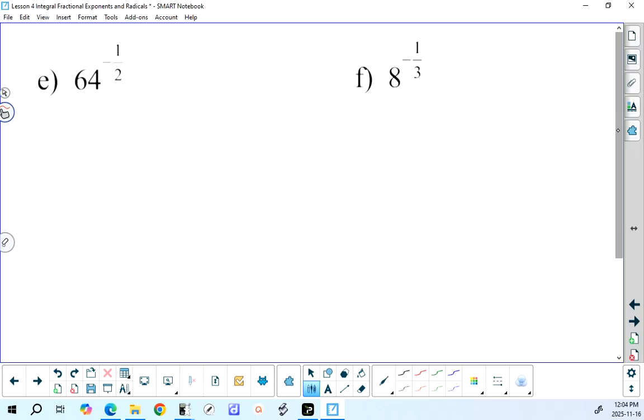64 to the negative 1/2 means 1 over 64 to the positive 1/2, the negative exponent rule we learned in lesson 3. 64 to the 1/2 on the bottom means the square root of 64, and the square root of 64 is 8, because 8 times itself twice is 64. So this is equal to 1 over 8.